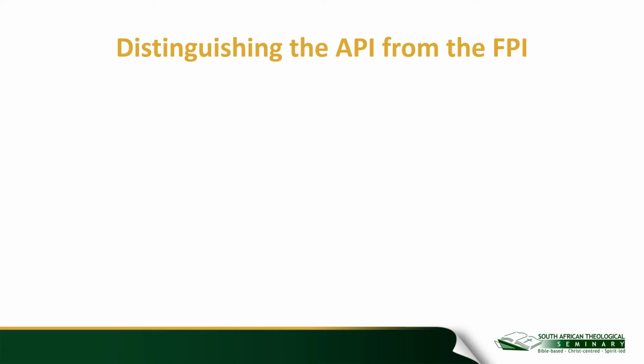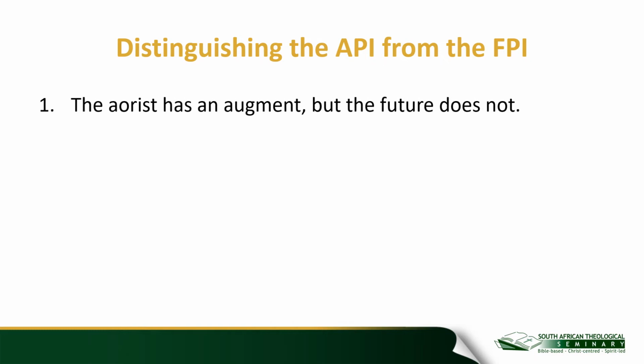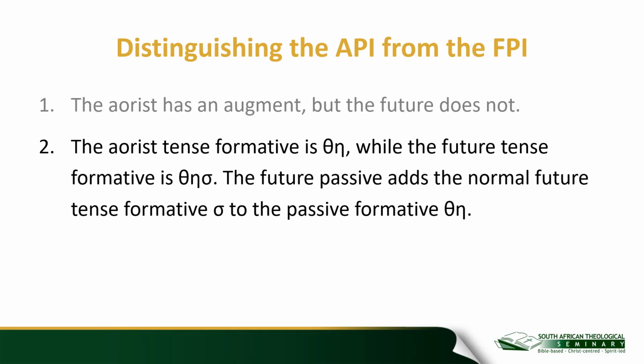Now, we can sometimes find some difficulty in distinguishing the aorist passive indicative from the future passive indicative. Here are three keys to making the distinction. One, the aorist has an augment, but the future does not. Perhaps this is the easiest one. The aorist has an augment, the future does not. Two, the aorist tense formative is thē, while the future tense formative is thēs. The future passive adds the normal future tense formative sigma to the aorist passive formative thē in order to get thēs.